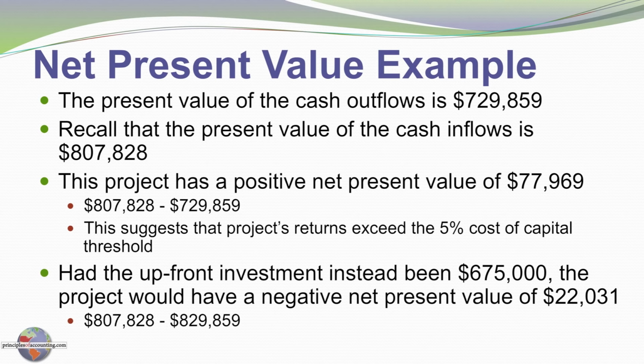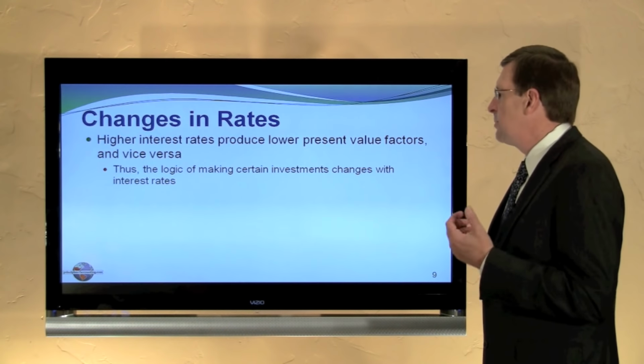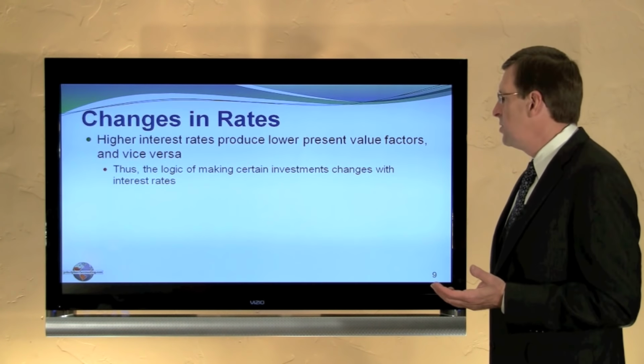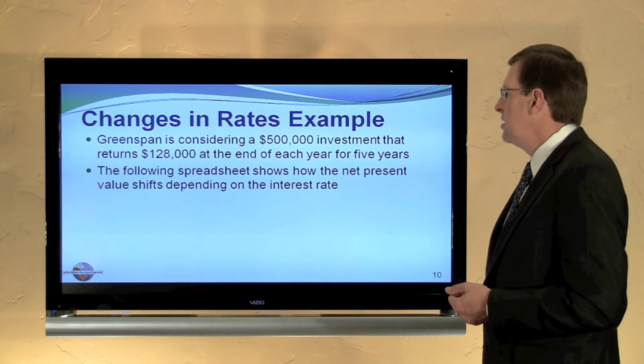If we change the investment slightly and assume that the upfront cost was $675,000 instead of $575,000, then the present value of the outflows would be $829,859, $100,000 higher, and now the project would have a negative net present value, and we would not want to make that investment at that price. Generally, as we increase interest rates, present values come down and vice versa. This affects the logic of how we're going to consider certain investment decisions.